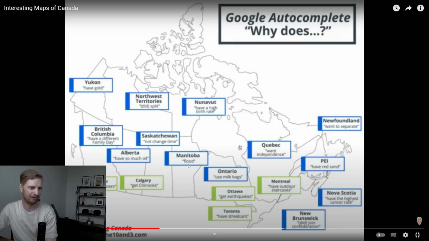Manitoba, why does it flood? Ontario use milk bags. Quebec want independence. Newfoundland want to separate. Okay, so the eastern side want to get away from Canada. Prince Edward Island have red sand. Nova Scotia have the highest cancer rate. Does Nova Scotia have the highest cancer rate? Is that a true thing? Why would it have the highest cancer rate compared to the rest of Canada? New Brunswick join the Confederation.